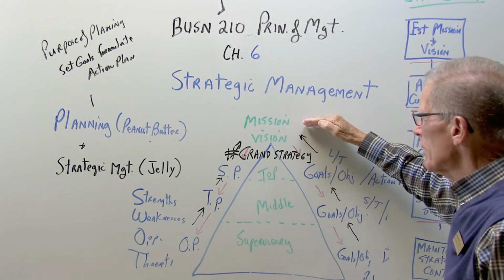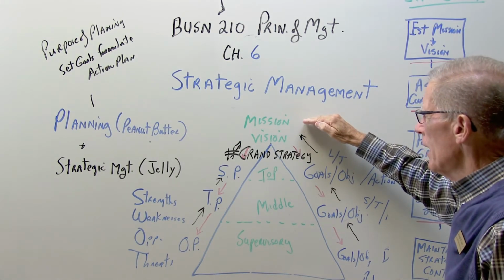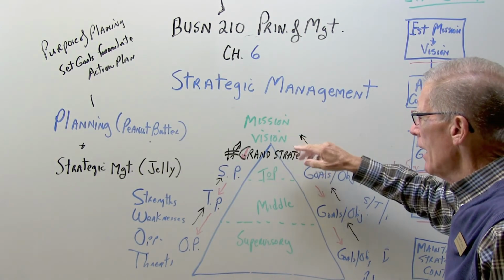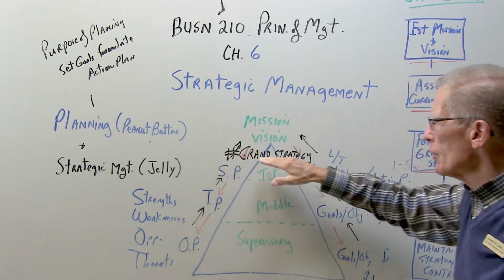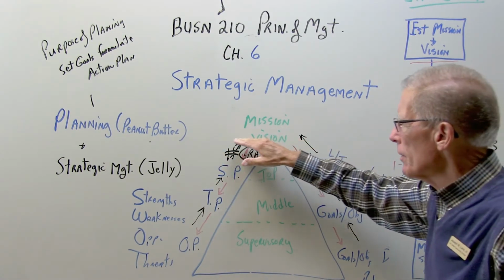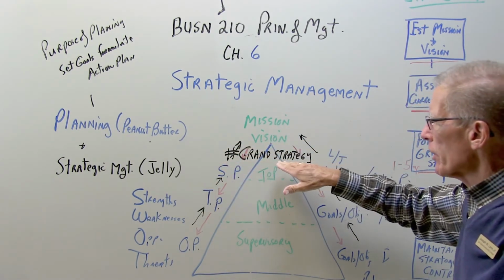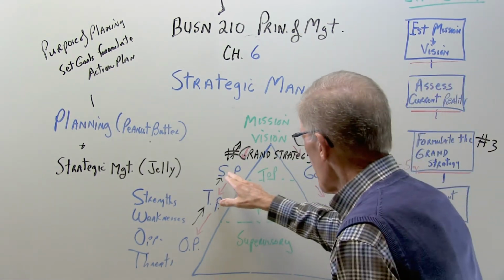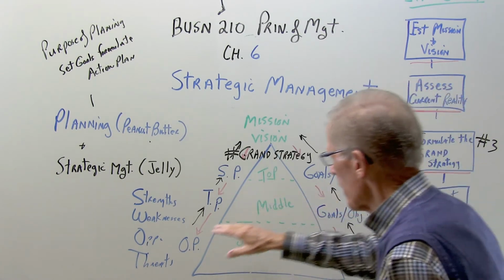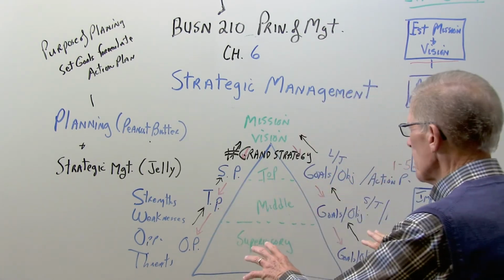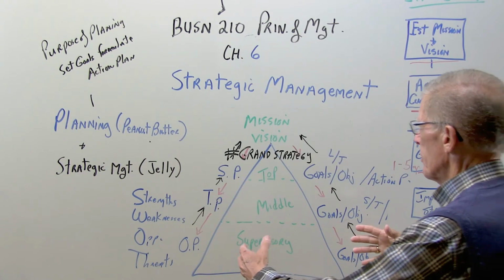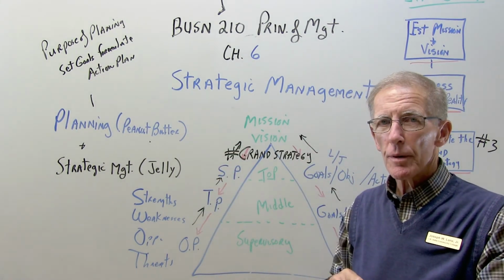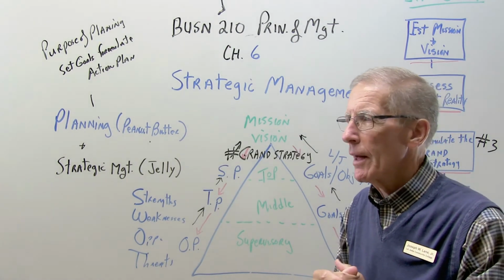You have your mission. Here's our purpose. Here's where we want to go. Here's where we're headed. And we are looking to grow. We are looking to expand. So we're going to have a growth grand strategy. If that's the case, then wouldn't our strategic planning, tactical planning, and operational planning, all of this be affected by what our grand strategy is, which is growth, grow, get larger.